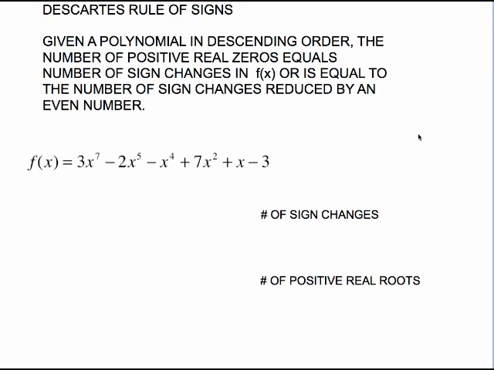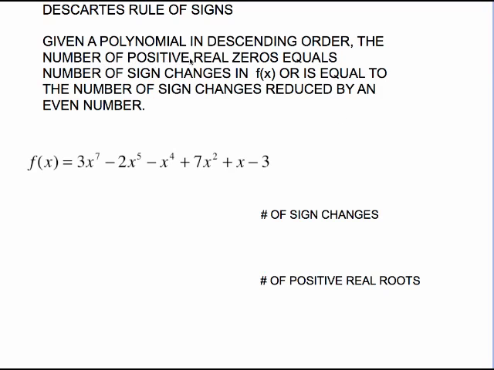This video is on Descartes' rule of signs, and the basis of this rule is that it's supposed to help us eliminate some possible rational zeros. When you make your list of possible rational zeros, all those numbers that you have to check with synthetic division, Descartes' rule of signs is supposed to help us eliminate certain choices. So let's take a look and see how it works.